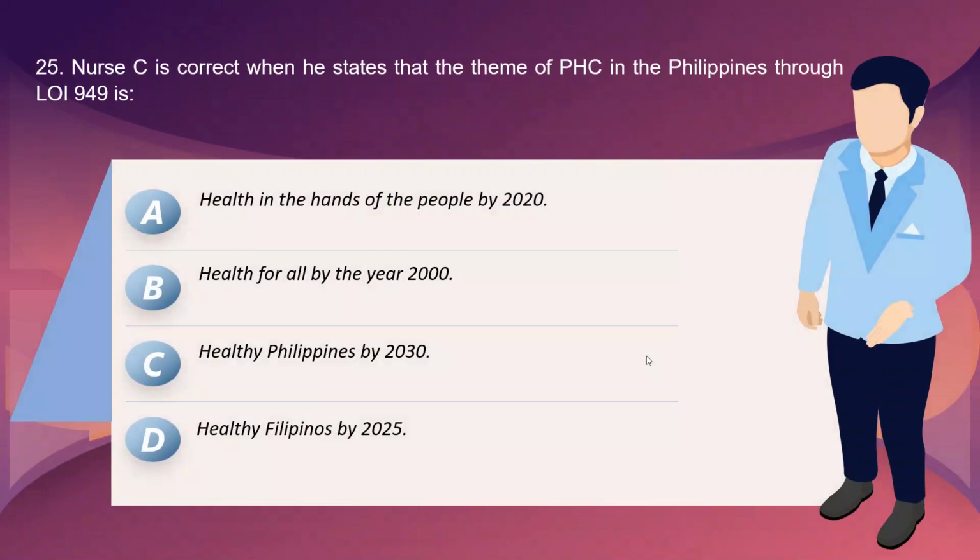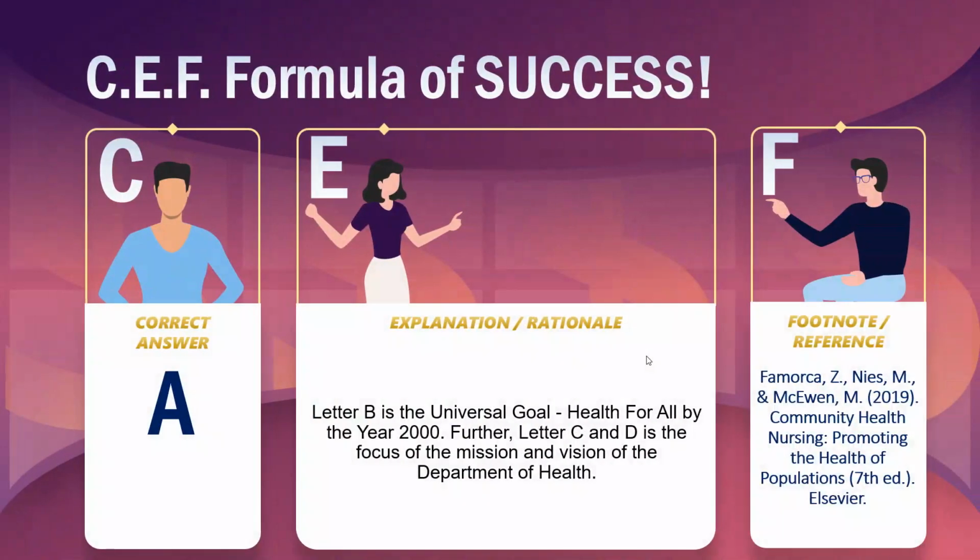Nurse C is correct when she states that the theme of PAGE in the Philippines through Letter of Instruction 949 is Health in the Hands of the People by 2020, Health for All by the year 2000, Healthy Philippines by 2030, or Healthy Filipinos by 2025. So the answer here is letter A, because that is the theme. But letter B is focused on the universal goal, which is Health for All by the year 2000, then choices C and D are focused on the mission and vision of the Department of Health. So the answer for number 13 is letter A.